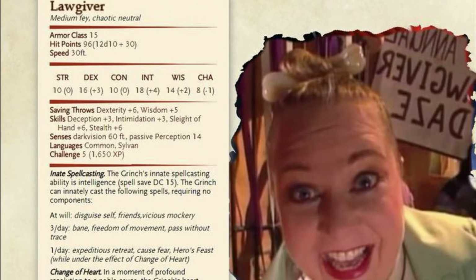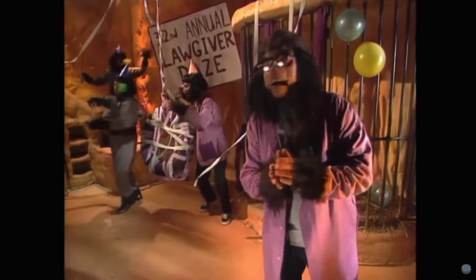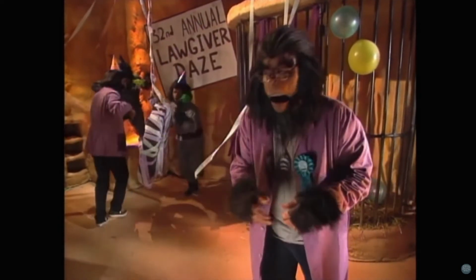For the second level, we are shown a live feed from the primate cage. They are celebrating Lawgiver Days.